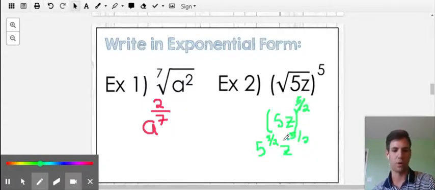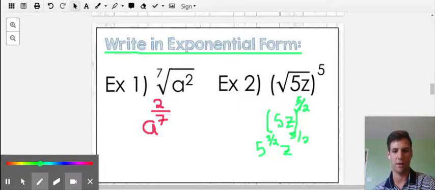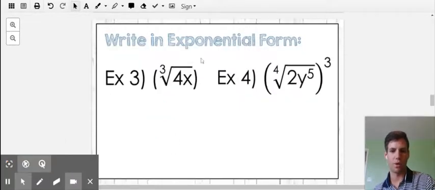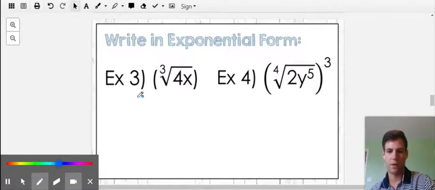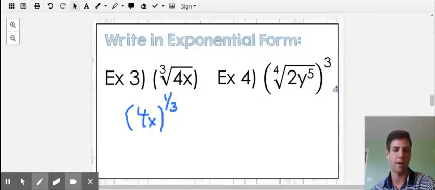But we're going to hold off on evaluating this. We're just trying to write it in exponential form, not necessarily simplify it quite yet. So with both of these, we're writing these in exponential form again as well. So we have a cube root of 4x with no exponent. That just means that we can write 4x in parentheses. And then since there's no exponent, that means it's a 1 in the numerator. And then our cube root means there's a 3 in the denominator.